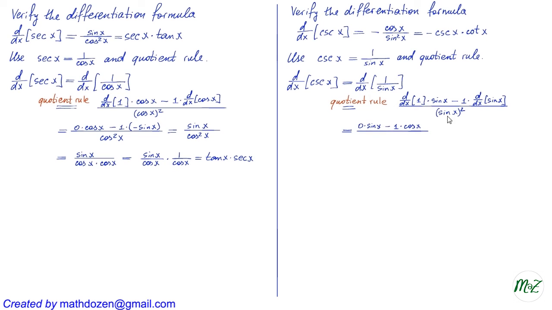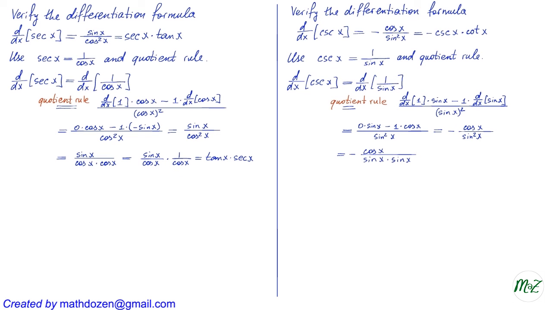Okay, so again, derivative of 1 is 0, derivative of sine is cosine. And in the denominator we have sine squared x. Great. So then 0 times sine makes this entire term disappear, and we have negative cosine x in the numerator. So all in all, we're going to get negative cosine x, all of that over sine squared x. Okay, and this is one of the forms that we may use for this answer.